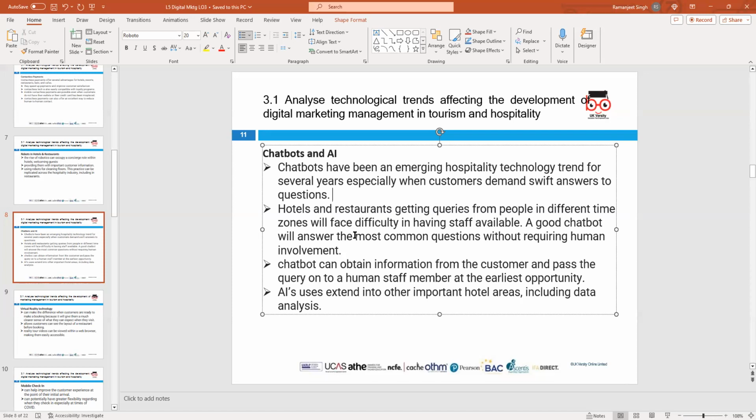Okay, people are living in different time zones, for example, and when the staff is not available, the chatbot can answer the queries without human interaction. They can also give you information about customer services, and later they can transfer your queries to a human who can reply to you later, right?